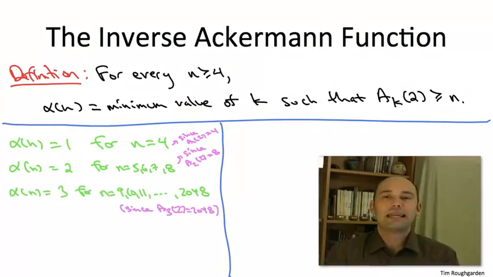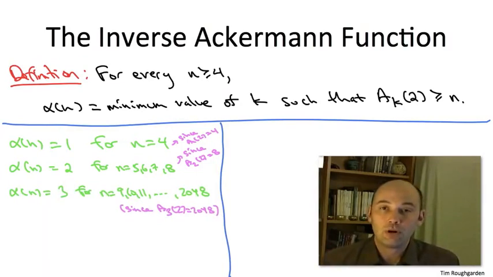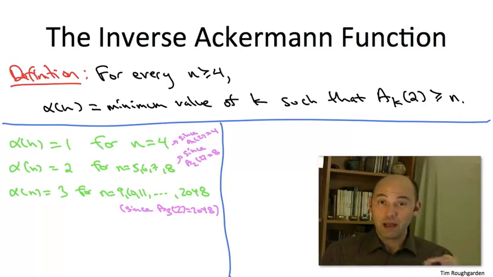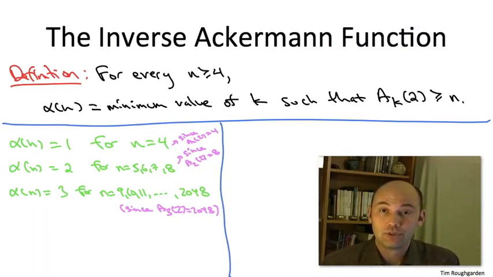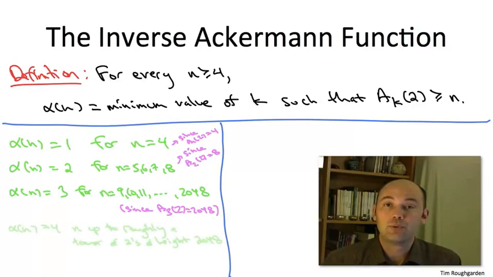And then things start getting a little bit ridiculous. So remember, we also lower bounded a sub 4 of 2. We said that's at least a tower of 2's of height 2048. So for any n up to that value, up to a tower of 2's of height 2048, alpha of those n's is going to be equal to 4.